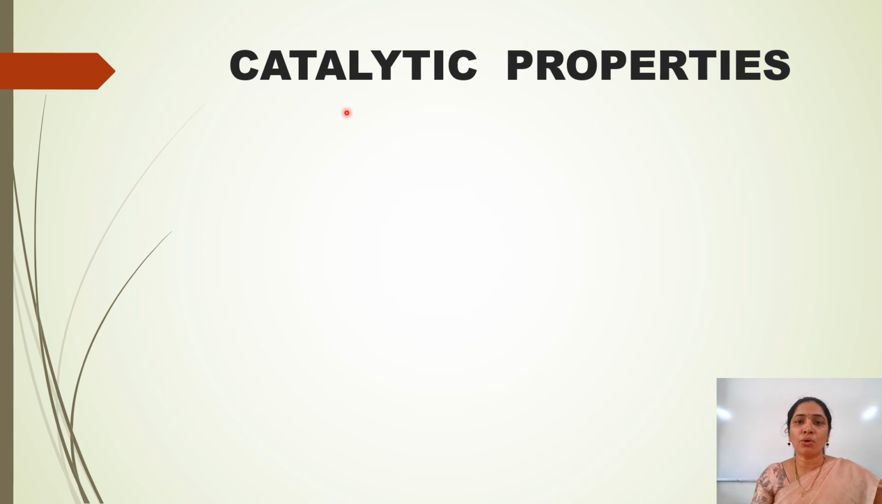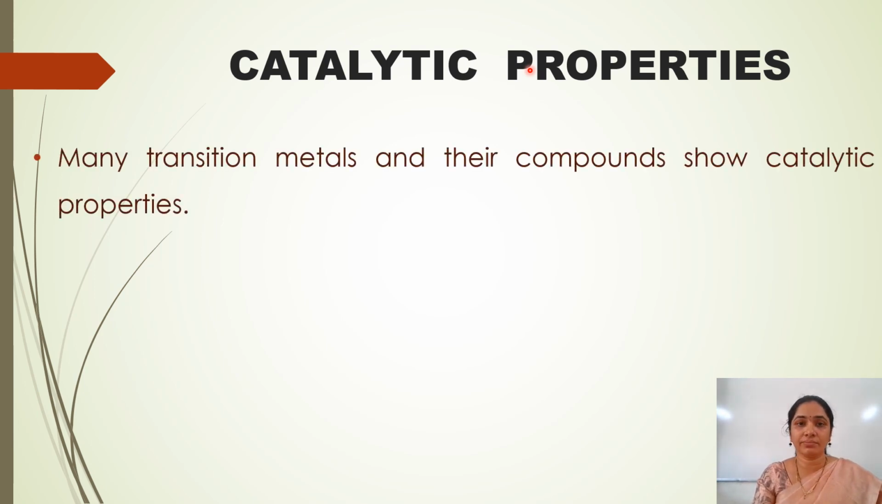Before learning about the catalytic properties shown by the transition elements, we will first learn what a catalyst is. A catalyst is a chemical compound which is generally added to a reaction to increase the rate of the reaction or the rate of formation of products without itself participating in the chemical reaction, and the catalyst decreases the activation energy of the reaction.